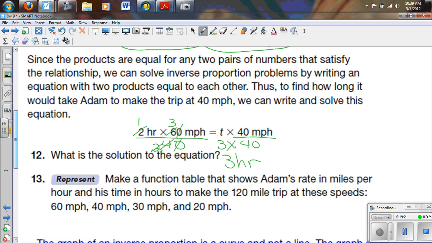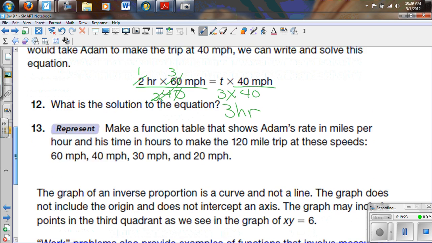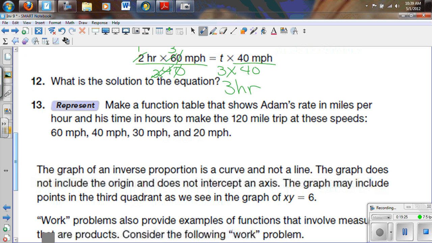What they're asking you to do here is make a function table to show Adam's rate in miles per hour and his time in hours to make the 120-mile trip for these different speeds. We already did the 40 miles per hour one. So we're going to write this out. Let's start with the 20. So 20, 30, 40, and 60. This is the miles per hour, and this other one is going to be the time that it takes.